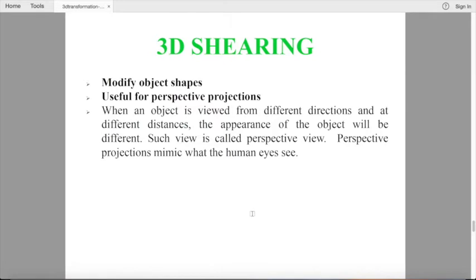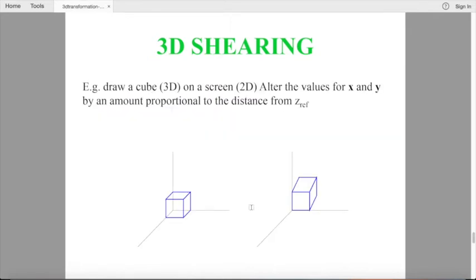On 3D shearing, modify object shape, useful for perspective projection. When an object is viewed from different directions and at different intersections, the appearance of the object will be different. Such a view is called perspective view. Perspective projection mimics the human eye, and you see the shape. As an example, draw a 3D object on a 2D screen.